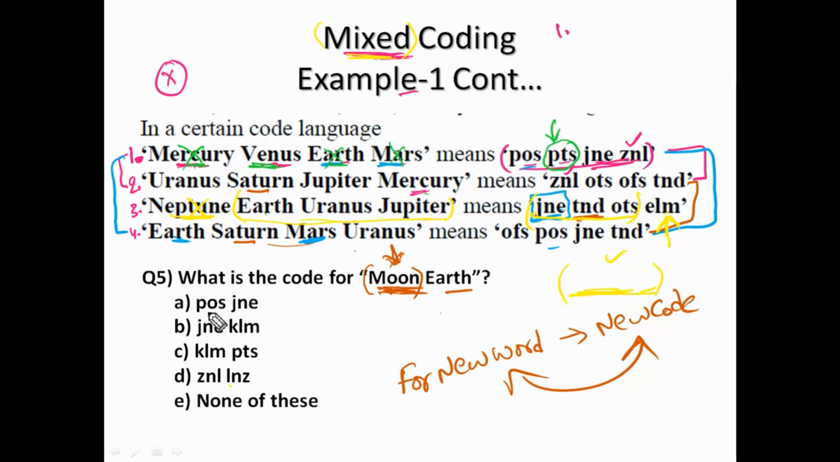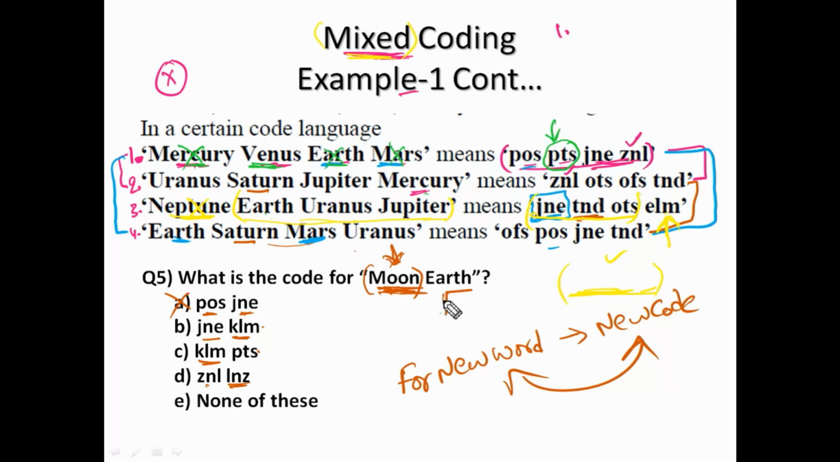So POS, it is there in which statement? First statement. JNE is also there, so it cannot be the answer. JNE is available, but KLM, yeah, it's a new code, it can be the answer. L and Z is also a new code, can be the answer. Means based on the moon code, new code, we got three options.